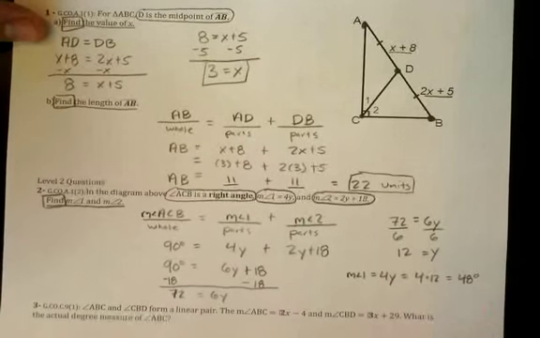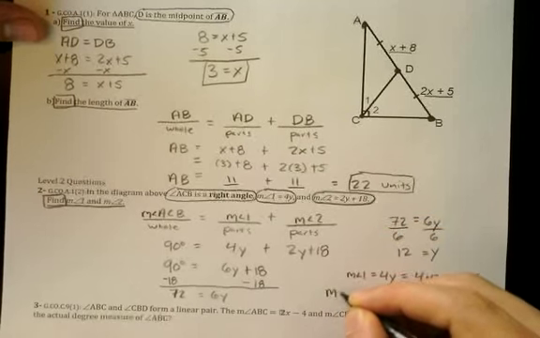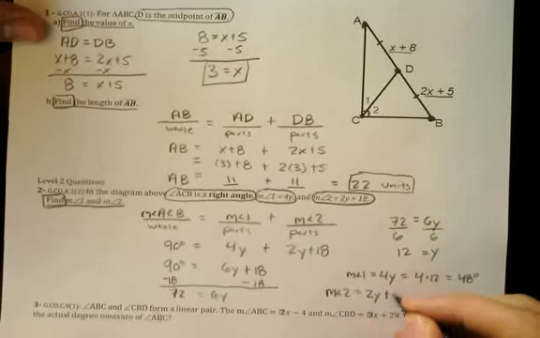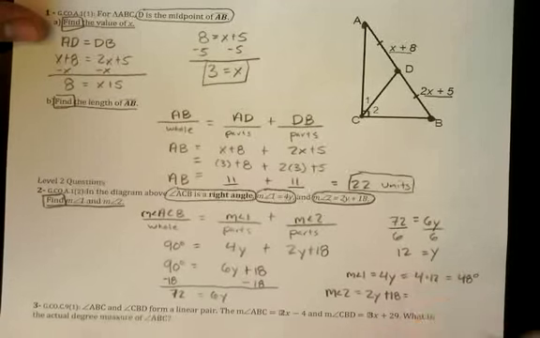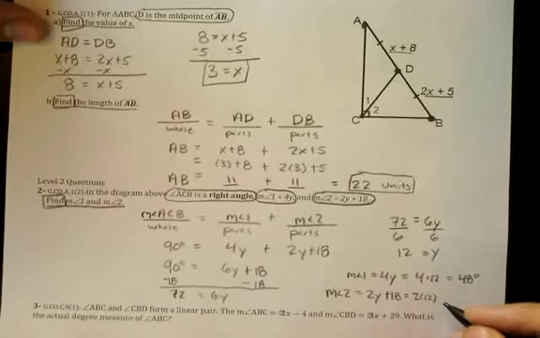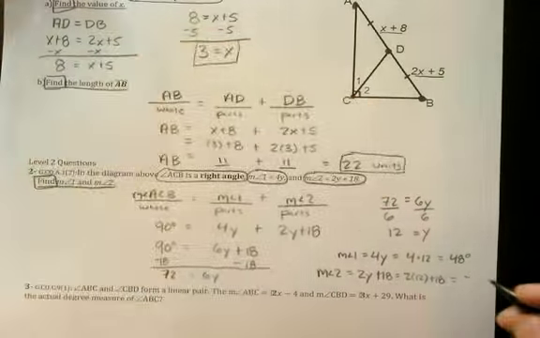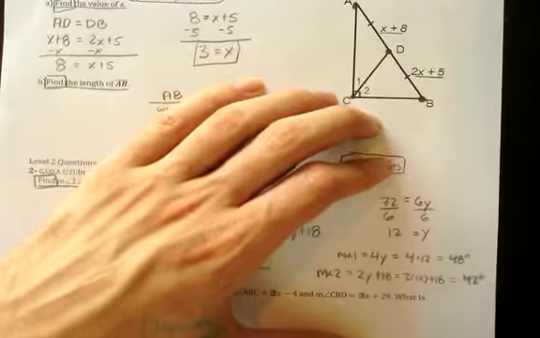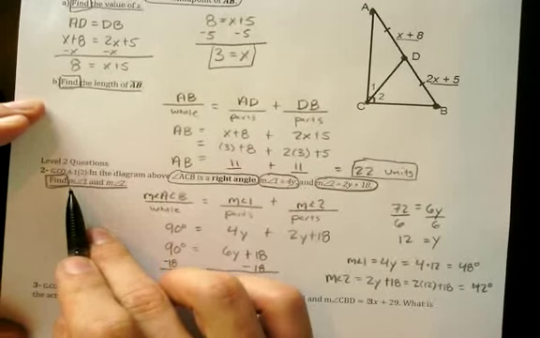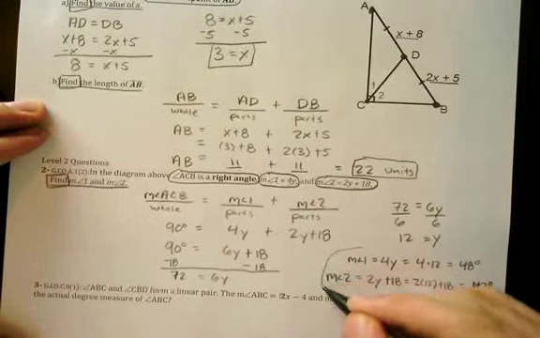I'm going to do the same thing for the measure of angle 2. I knew that the measure of angle 2 is equal to 2y plus 18. When I substitute in 12 for y, this is 2 times 12 plus 18, which is equal to 42 degrees. I go back and just make sure once again I have found the measure of angle 1 and I have found the measure of angle 2, so I am done with this problem. So I box my answer.